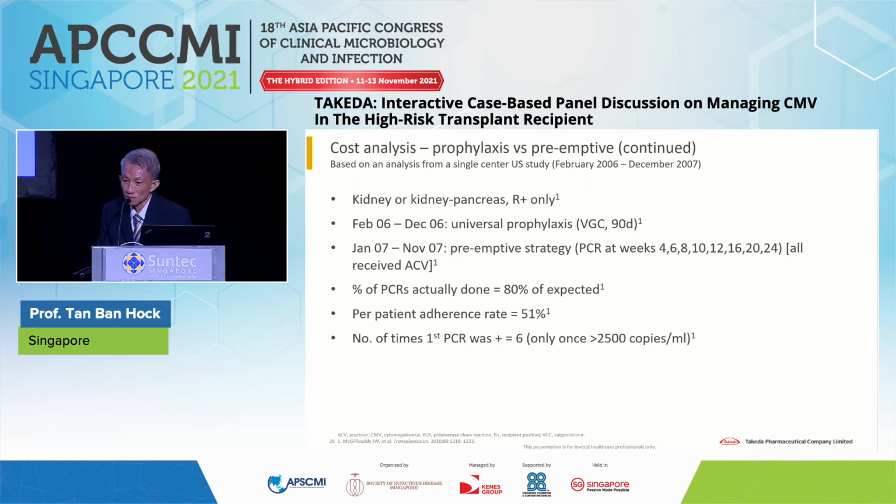Just some details about this study. They look only at the R plus patients, and they had 2 different time periods. One when they employed universal prophylaxis, and another when they employed a preemptive strategy. And the truth was that when you resorted to the preemptive strategy, there are all these problems with adherence, right? So only 80% of the expected PCRs would be done, and the per patient compliance rate was 51%.